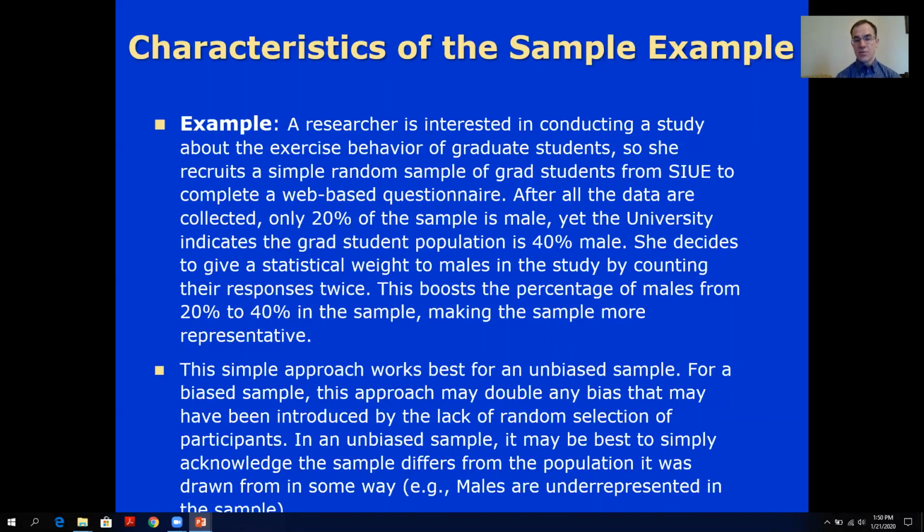In a biased sample, it may be best to simply acknowledge the sample differs from the population it was drawn from in some way. For example, we would say that the males are underrepresented in the sample, and we would just acknowledge that. And that might limit our ability to generalize to the entire population. But sometimes it's best just to admit that the population you've decided on for your study is not representative, or you'd have to do some weighting as we described, where in this case you would double the responses by males.